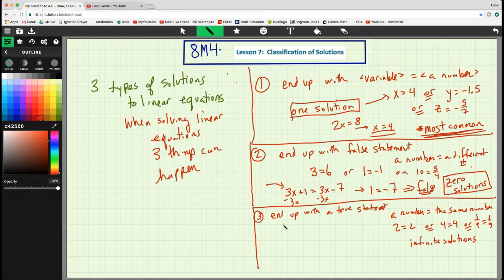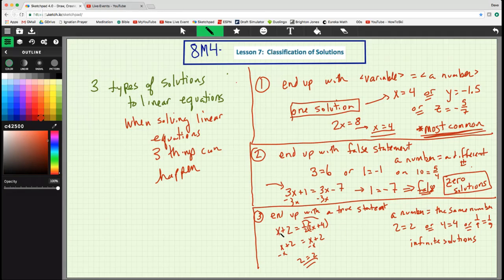So let's look at this. If I have x plus 2 equals a half of 2x plus 4, on the right side, after I distribute, I get x plus 2 equals x plus 2. I subtract x, and I get 2 equals 2. So in other words, lots of numbers will work.